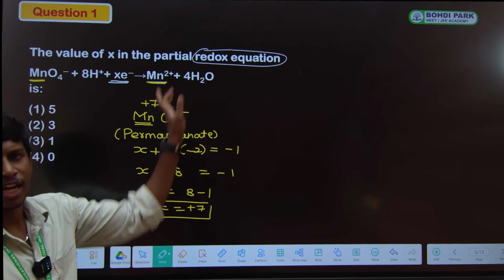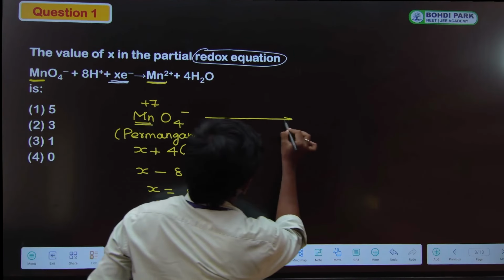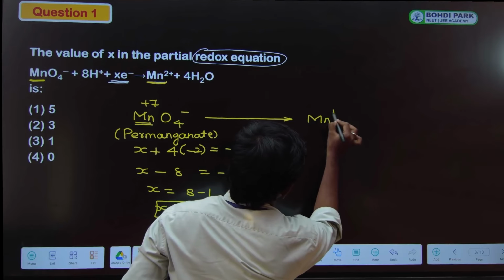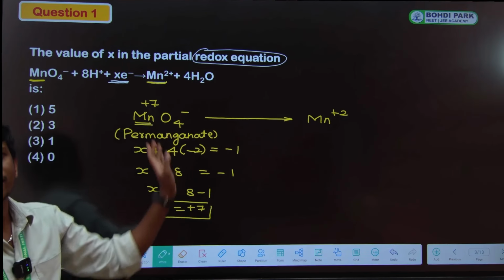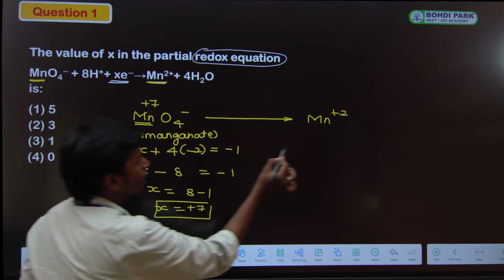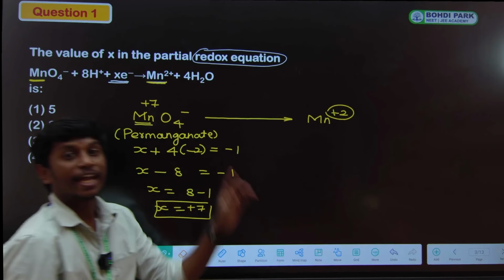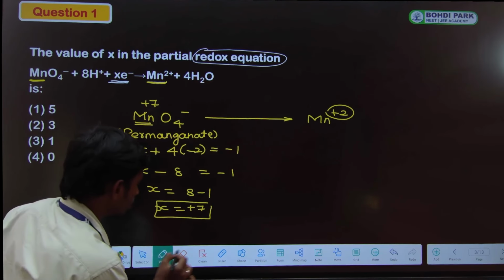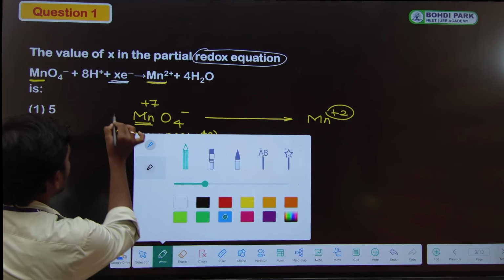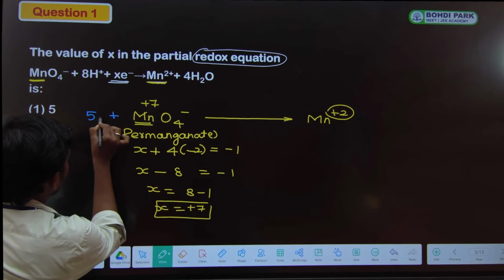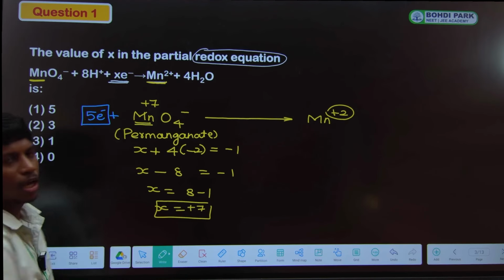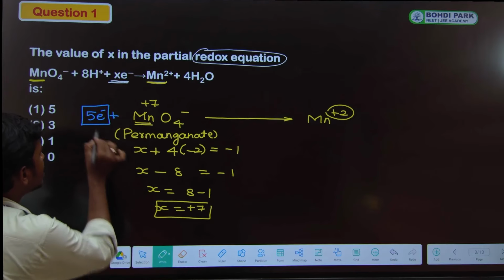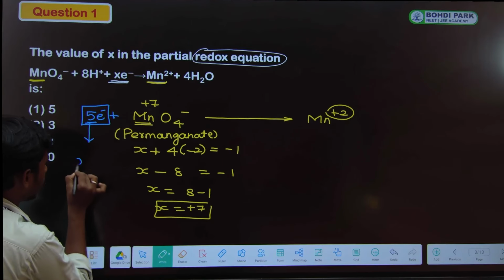ஓகேவா? So இதுவா கன்வெர்ட் ஆயிருக்கு. It is converted to Mn2 plus. Okay. So மொத்தம் எத்தனை எலக்ட்ரான் இன்வால்வ் இருக்குன்னு பாருங்க. +7 லிருந்து +2 மாறணும் அப்படின்னா there are 5 electrons involved in such a reaction. Okay. மொத்தம் எத்தனை எலக்ட்ரான் தேவைப்பட்டிருக்கும்? +7 லிருந்து +2 மாற 5 electrons involved ஆயிருக்கும். Okay. So here the x denotes the number of electrons. So x value is equal to 5.